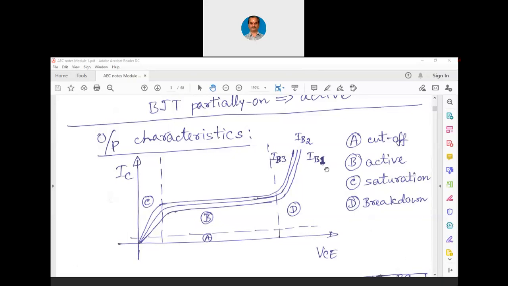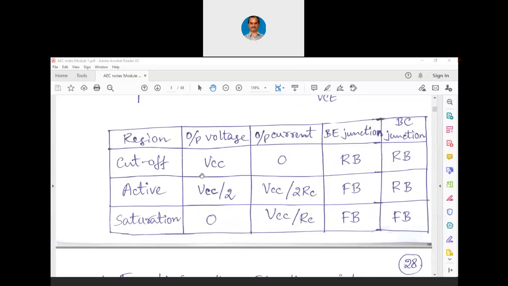So there is a tabular column, you can just refer to this. In the cutoff region, for a common emitter configuration, the output voltage is VCC, in the saturation region it is 0, and in the active region it is VCC by 2, as I had already told earlier, whereas the output current is 0. When the switch is completely on, it is connected to ground, so the complete voltage is across the resistor RC. So the current is VCC by RC. In the active region, as there is half of the voltage across the transistor and half across the resistor, it will be VCC by 2RC.